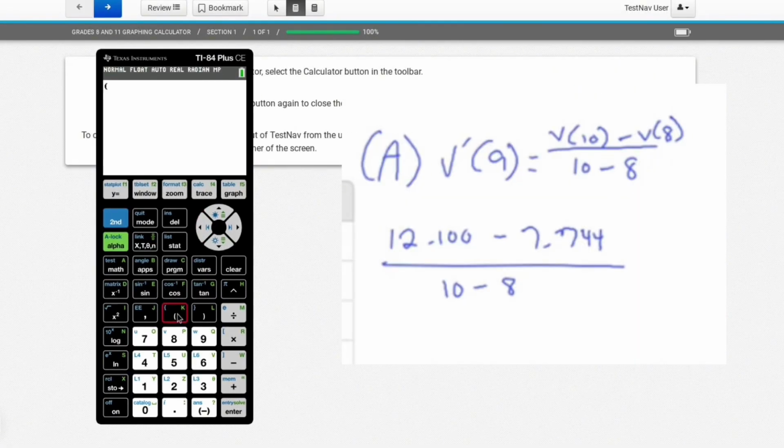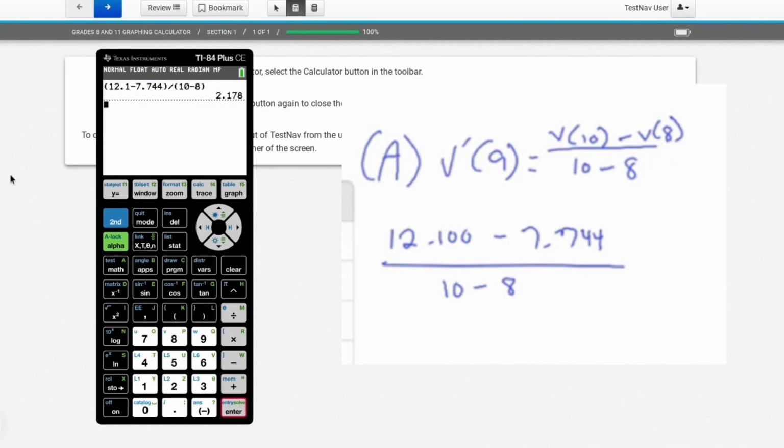Big parentheses for the numerator, 12.100, which is just 12.1, minus 7.744, close the parentheses, all divided by 10 minus 8. It's going to be 2, but we're just going to use our calculator anyway to show you how to do it. Hit enter, and you get a nice 2.178, nothing to really round.